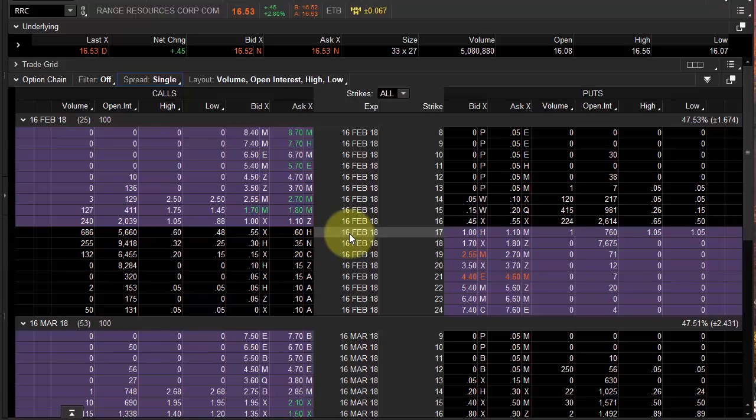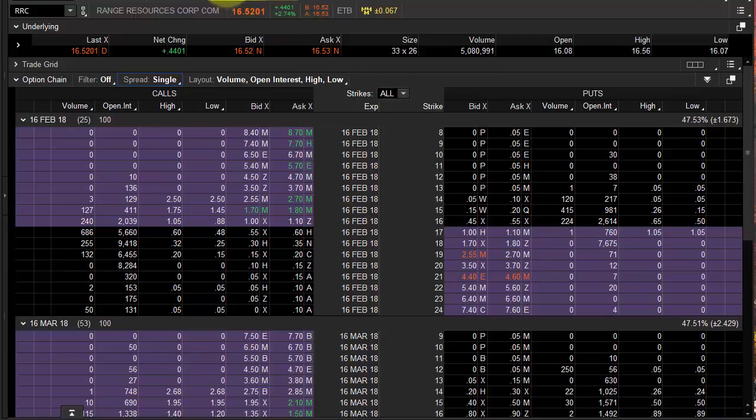And that's how I would leg into the strangle in this case or the straddle. Again, they're synonymous. You could go into the spread market and trade it all as one piece. I don't really like to do that because you're giving up edge on both sides, but it's really not that big of a deal either way.